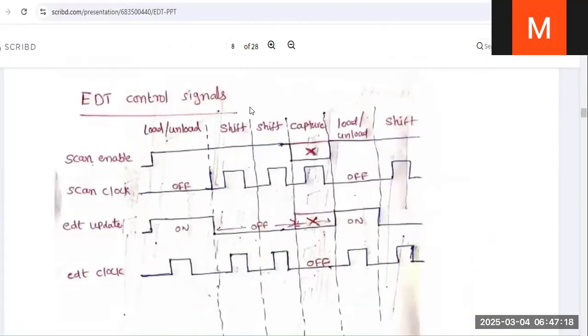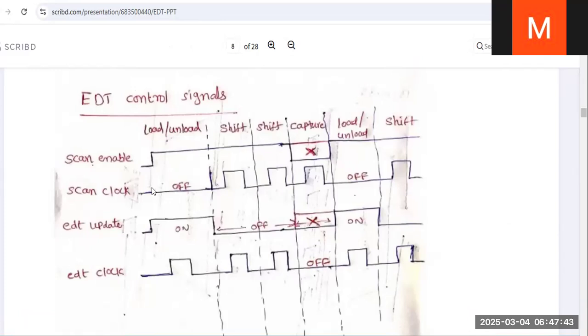These are the EDT signals, the most important EDT signals. We have scan enable, scan clock, EDT update, and EDT clock. These two are the important ones. The EDT clock is important. You should not share the EDT clock pin with any other pin. If you share it, we will face some issues. I will explain in my upcoming slides.